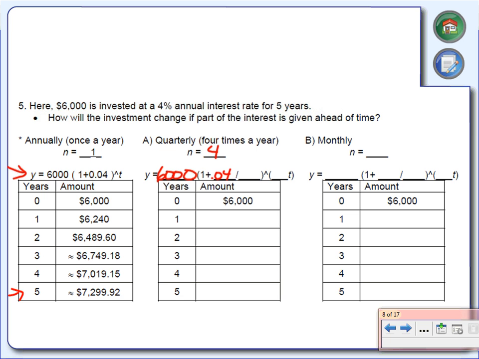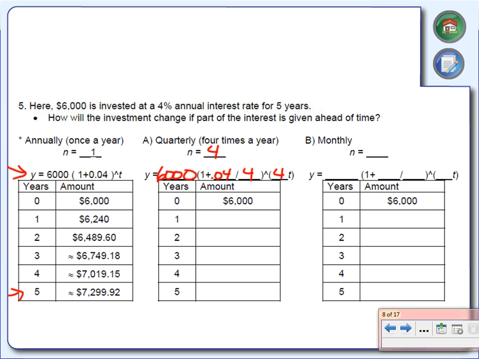We're going to divide that 0.04 by N, or the number of times that interest is applied. And in this case, it's applied 4 times a year. That 4 is not only here, but it's also over here. That's what N is. It's the number of times interest is applied within that year. All right, so this is the equation we're working with. Go to y equals, put that in, and let's see what the table looks like.